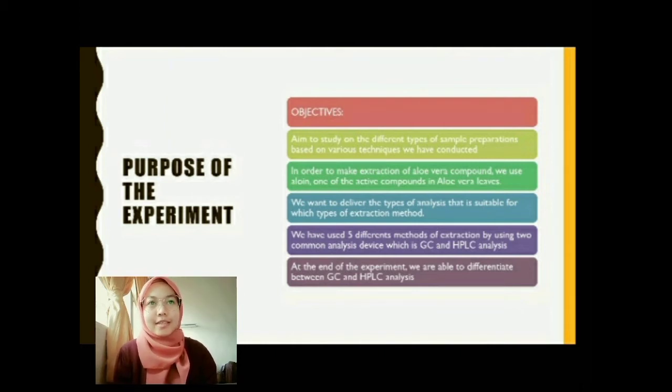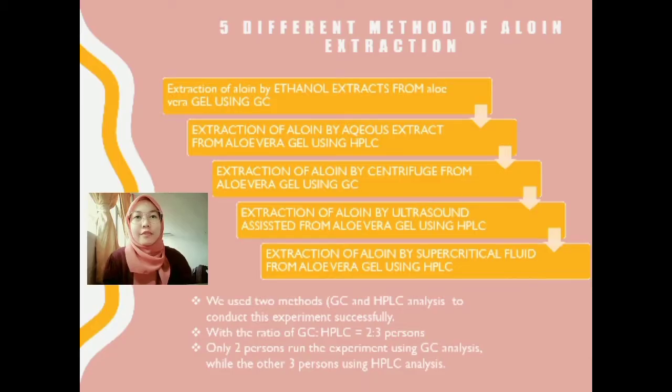Besides that, we want to deliver the types of analysis that are suitable for which types of extraction method. So, without further explanation, I will introduce the preferable methods that we chose for the extraction process of aloin. The first one is extraction of aloin by ethanol, and the second one is extraction of aloin by centrifuge method. Those two sample preparations were extracted from aloe vera gel and were analyzed using GC, which is gas chromatography.